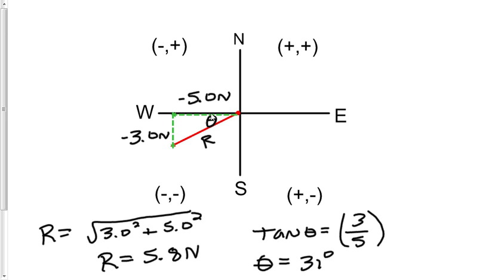Now, since we have a -5 for the x and a -3 for the y, we are in the southwest quadrant, and you can clearly see where the vector is drawn. So we will now add the south of west notation after that. And you can see there are 4 items then for this vector: a magnitude with a unit, an angle with a label for that angle.